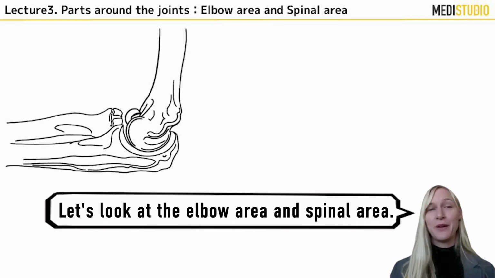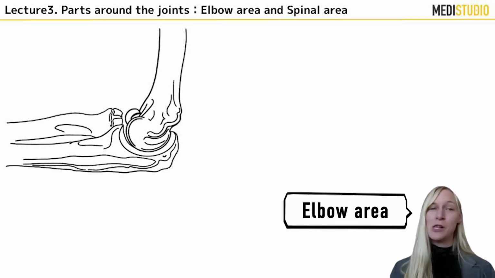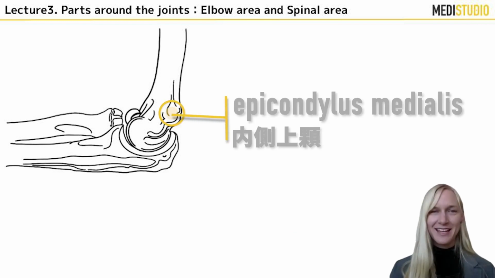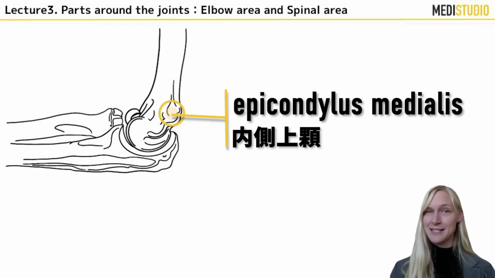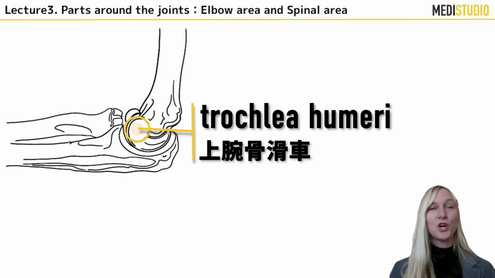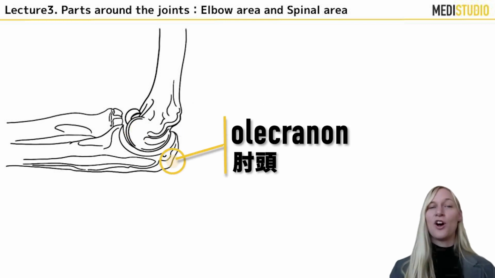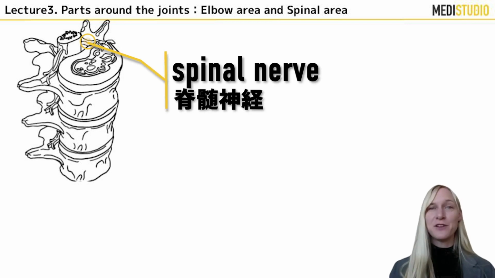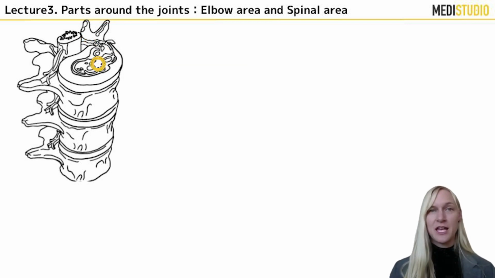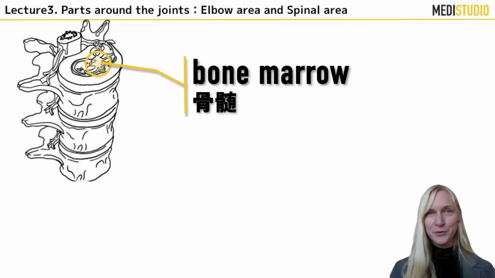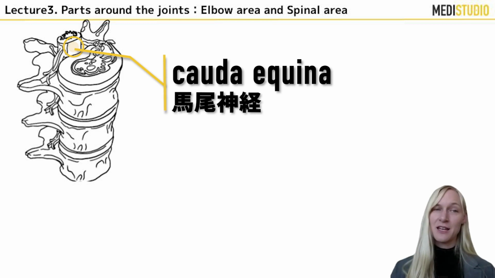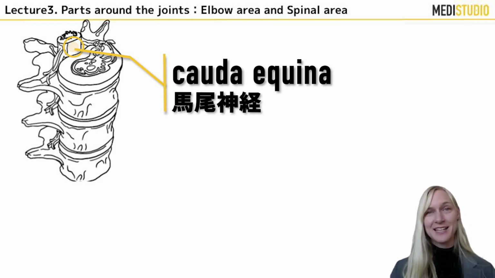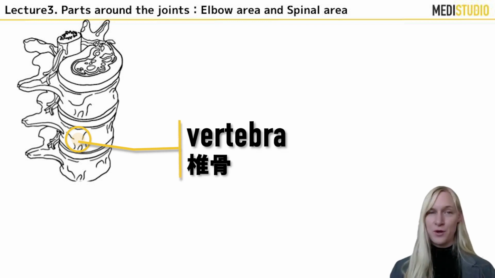Let's look at the elbow area and spinal area. Elbow area. Number 1, epicondylus medialis. Number 2, trochlea humeri. And number 3, olecranon. And now we'll talk about the spinal area. So, number 1, spinal nerve. Number 2, bone marrow. Number 3, cauda equina. And number 4, vertebra.